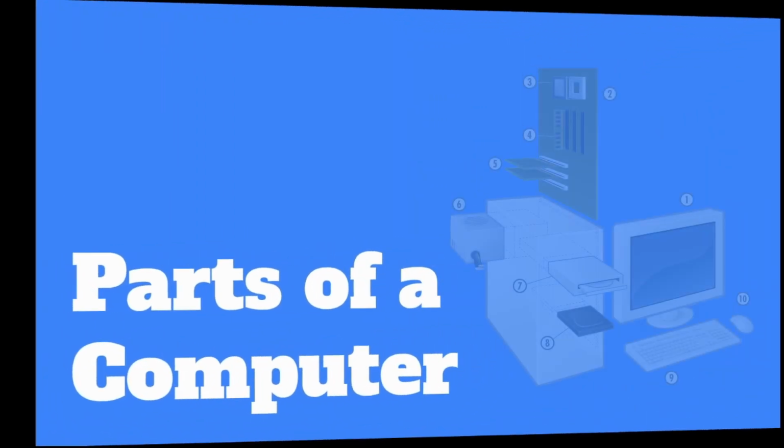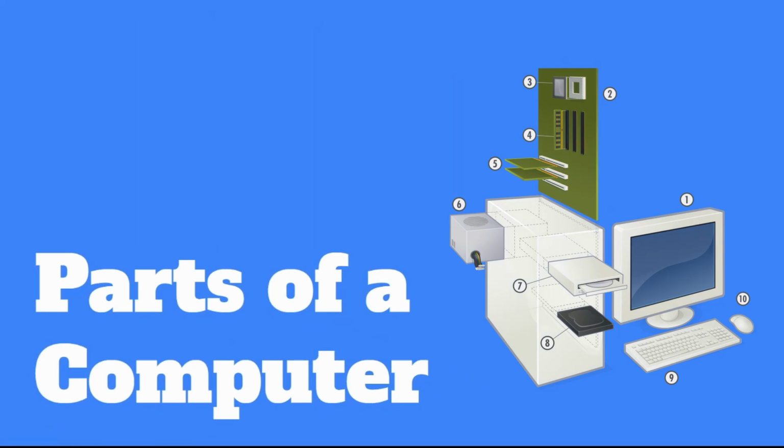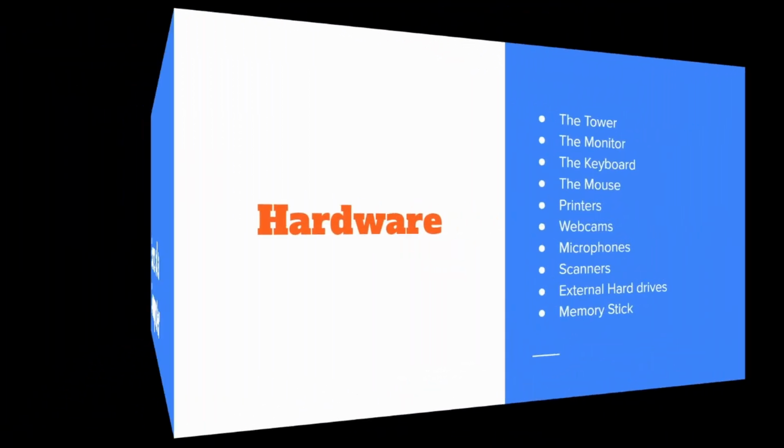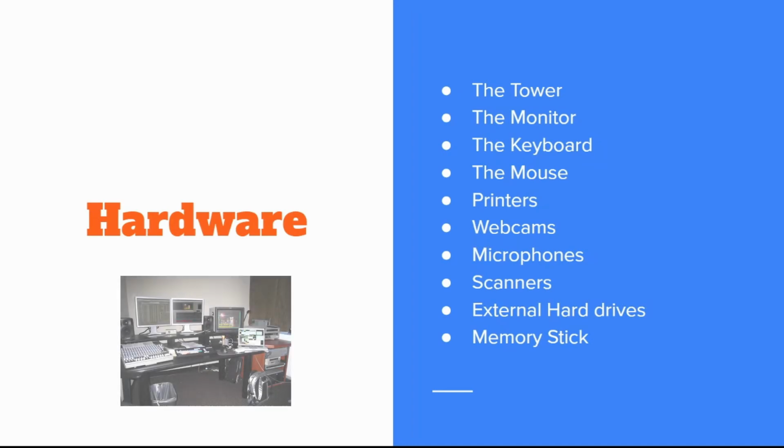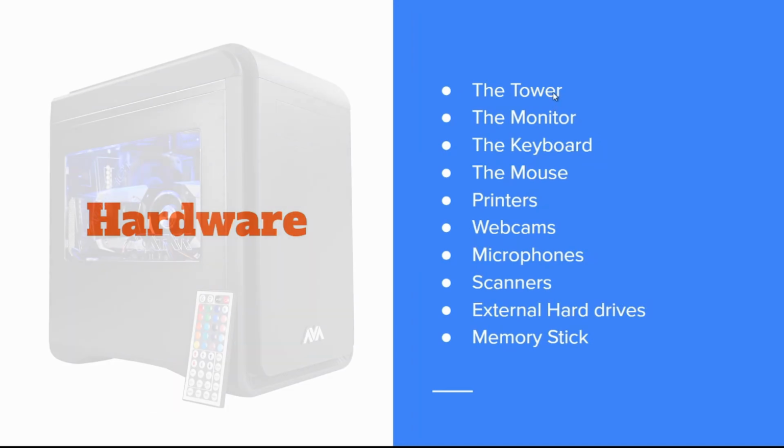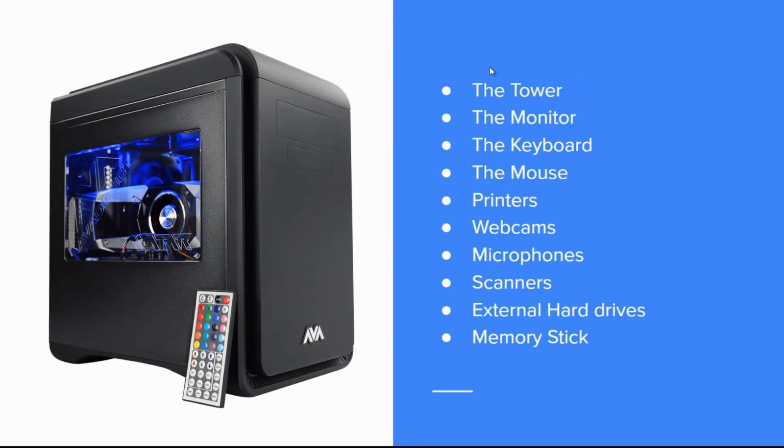What are the parts of a computer? There are two main parts, the hardware and the software. The hardware is what we see on top of our table where the computer is located. There's what we call the tower. Sometimes we call this a CPU, central processing unit, but this is a tower that houses everything the computer is made of. It's inside the tower.